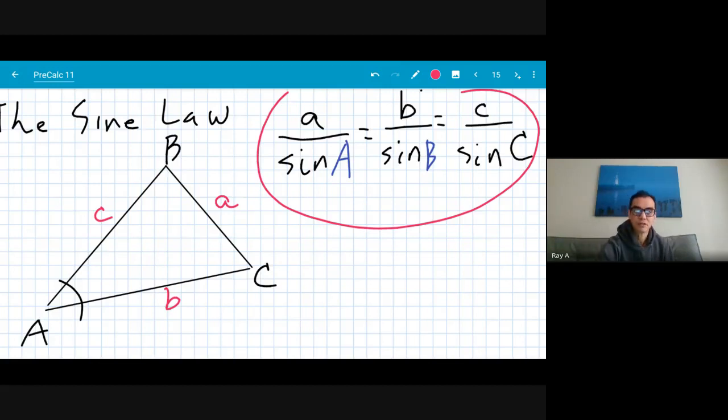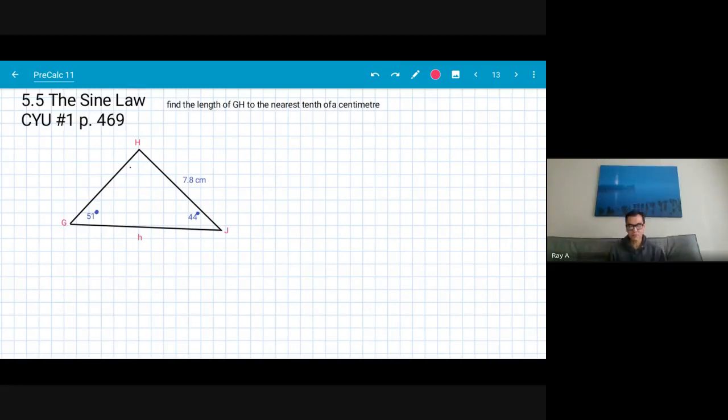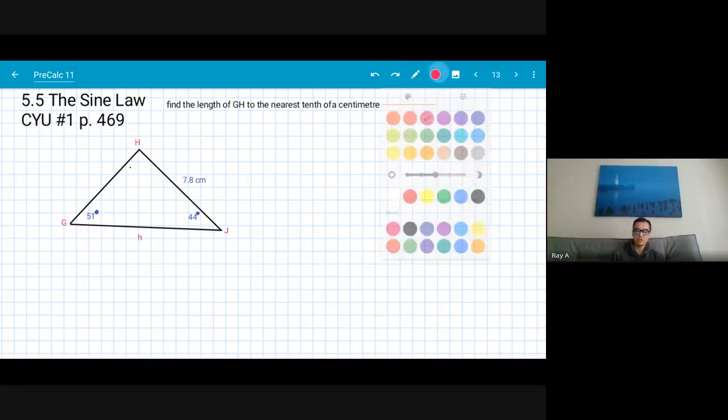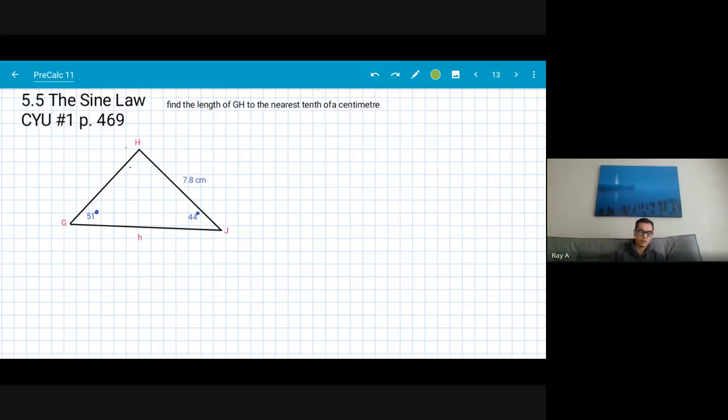Okay, so let's go ahead and do the first Check Your Understanding on page 469. Find the length of GH to the nearest tenth of a centimeter. So where is GH? GH is this one right here, this line segment.